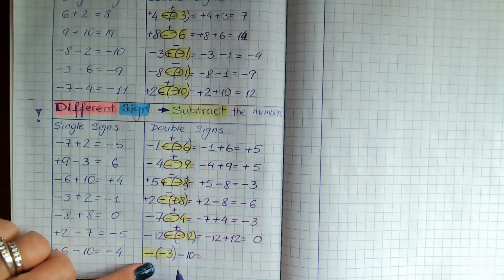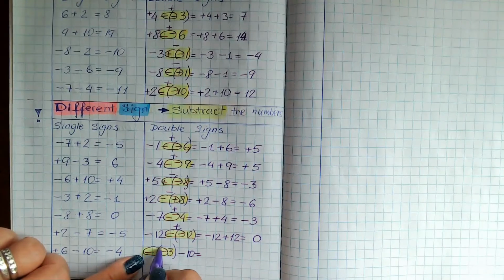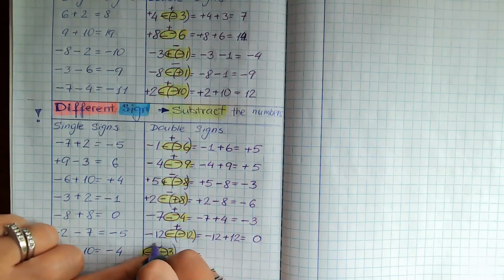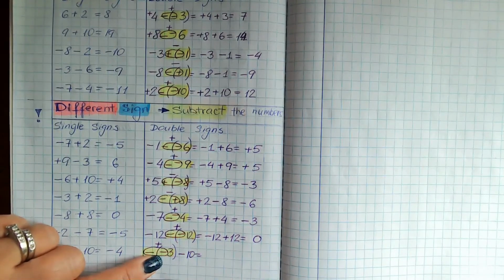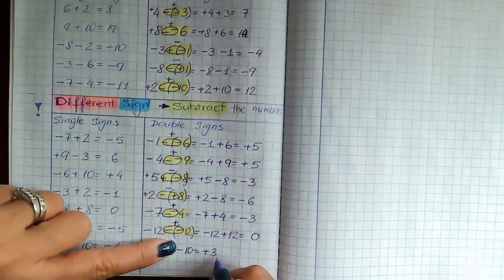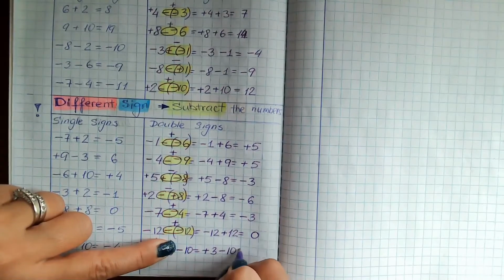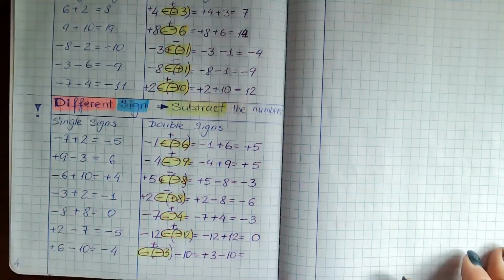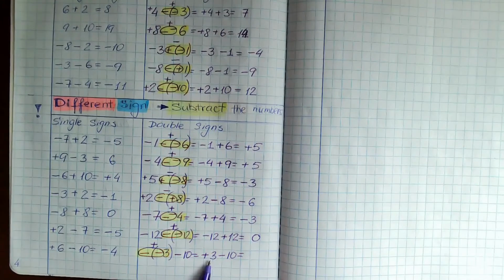Minus minus 3. That's like negative times negative 3, which is actually a positive 3. So when I rewrite the problem, this is positive 3 and a negative 10. I didn't say 3 minus 10. I said it's a positive 3 and a negative 10. Minus and negative is the same thing. So positive 3 and a negative 10. As a problem, it looks like 3 minus 10.